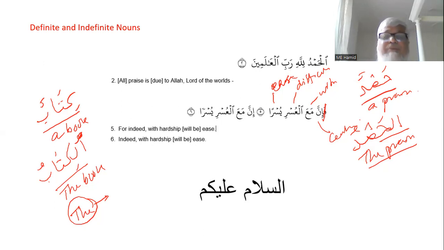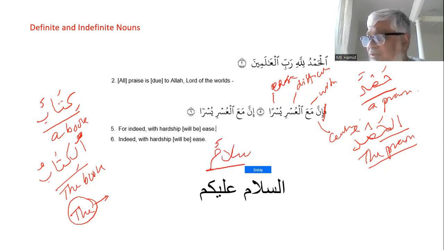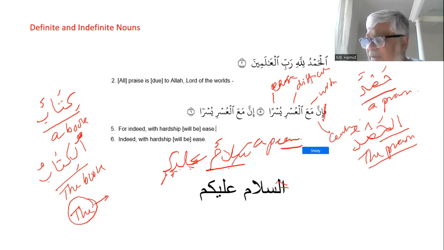So now, based on what we have learned, the last little topic that I want to explain: let's say somebody wants to greet with salamun, salam, without the definite article. Salamu alaikum means the peace be on you, upon you, that's the translation. But if I don't have the alif lam before that, then if somebody says salamun alaikum, it would mean a peace, because it is indefinite. A peace be on you.